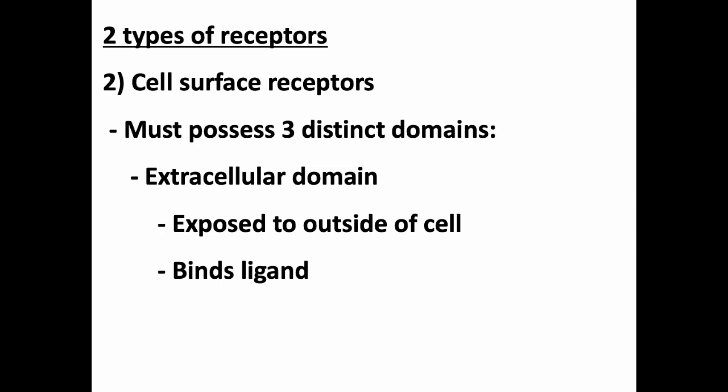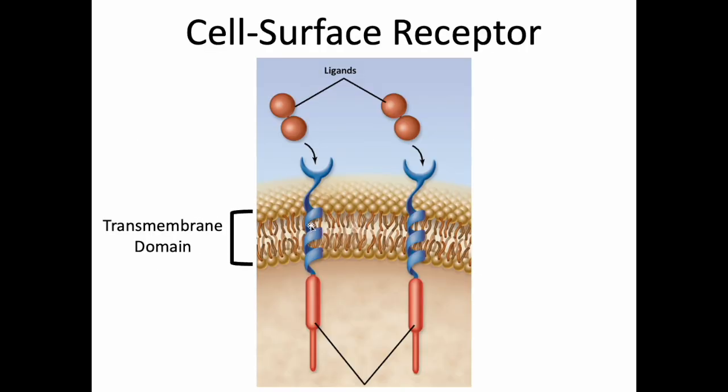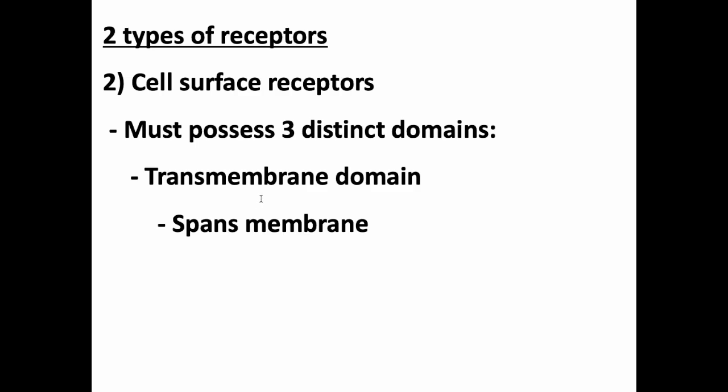Simple enough. The other domain that any cell surface receptor needs to have is something called a transmembrane domain. Trans means across or crossing. Membrane refers to this membrane. So going across the membrane, this is the domain of the protein that is hydrophobic and is going to anchor this entire protein where it's supposed to be in this lipid bilayer. So transmembrane domain, it spans the membrane.